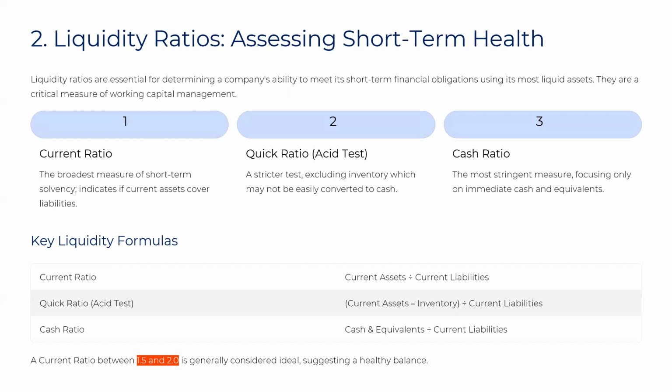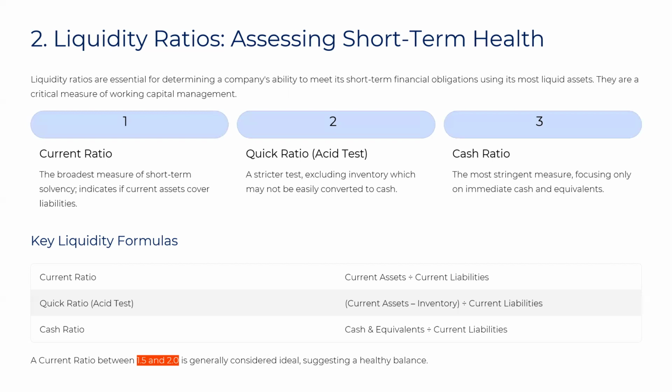So you say, let me remove the inventory, then let me test the business liquidity. It's a stricter test excluding inventory, which may not be easily converted to cash. So if you have inventory that cannot be easily converted to cash, like a car manufacturing company, you should use quick ratio.